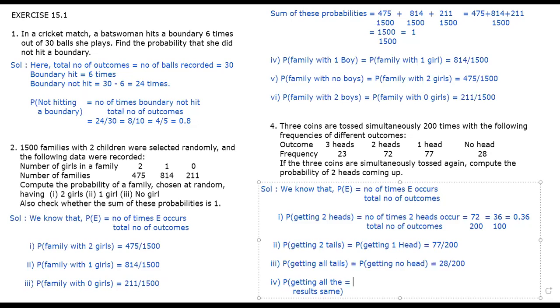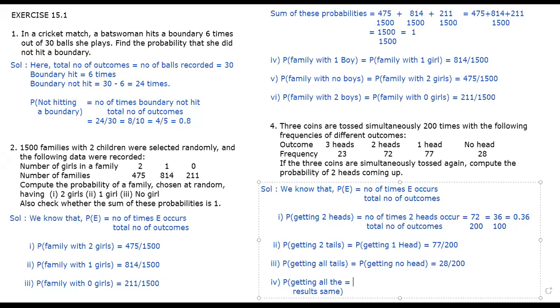Why wrong? Tell me. Or let me say the answer is incomplete. Now you will understand when I say incomplete. Because there are 3 tails also. So it is either 3 heads or 3 tails, meaning either 3 heads or no head. 23 plus 28 you have to do. Yes or no?